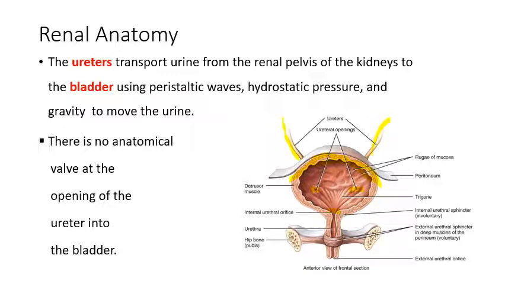Right, so urine enters the bladder through the ureters, through these ureteral openings, and exits the bladder through the urethra, through the internal urethral orifice.